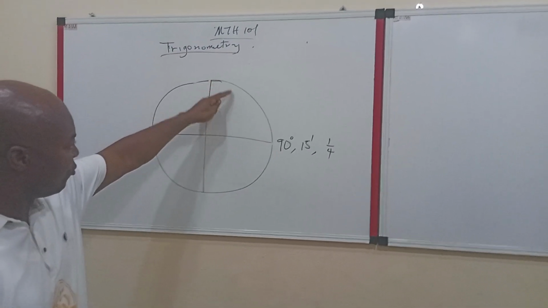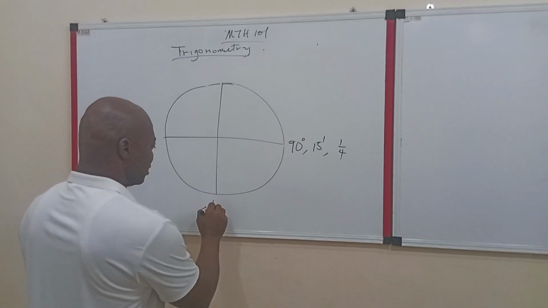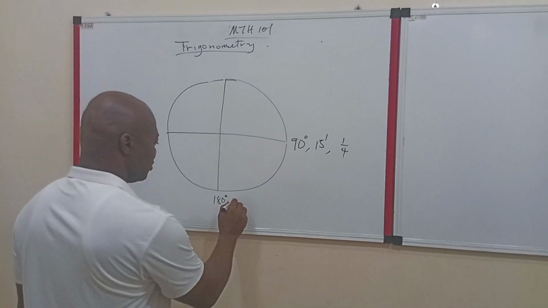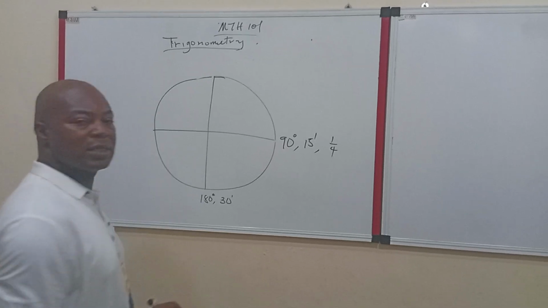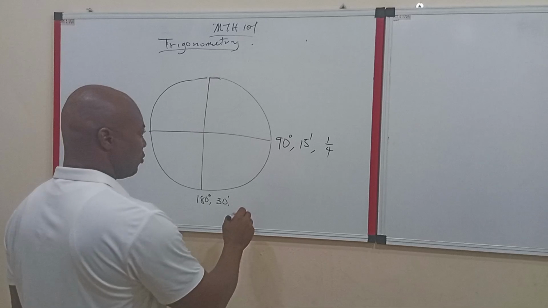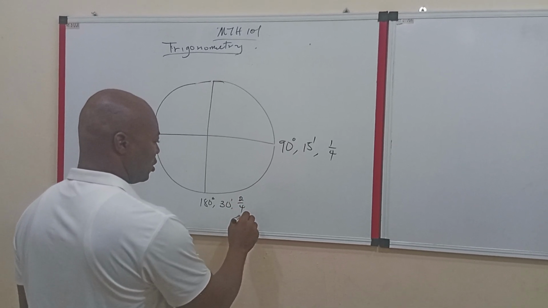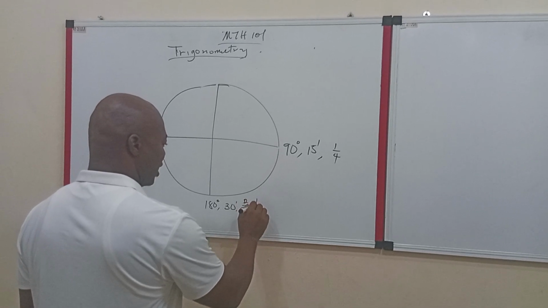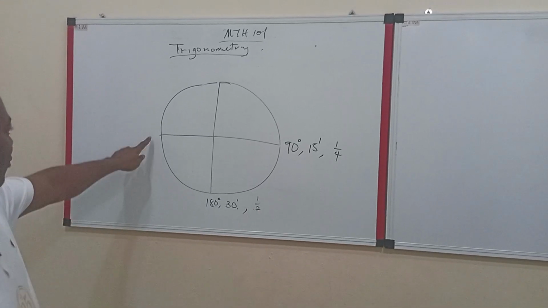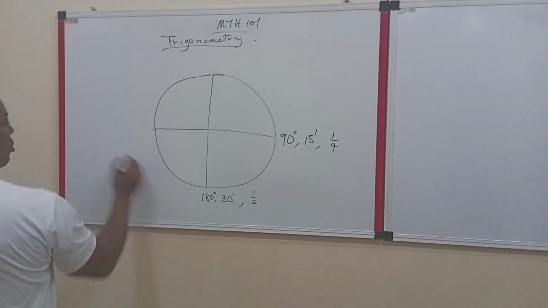Now, if we move to this point, you will see that in terms of angle, we are talking about 180 degrees. In terms of minutes, we say this is 30 minutes. Then in terms of 1, we are saying that it has moved half, which is 2 over 4, the same thing as 1 all over 2.